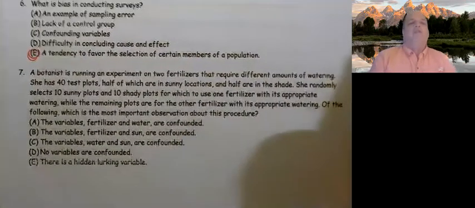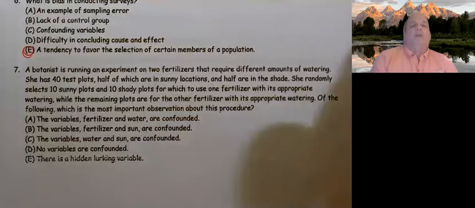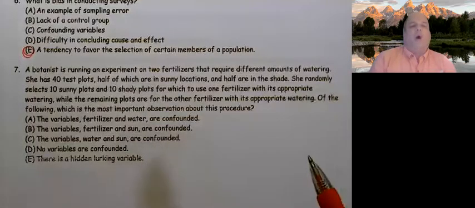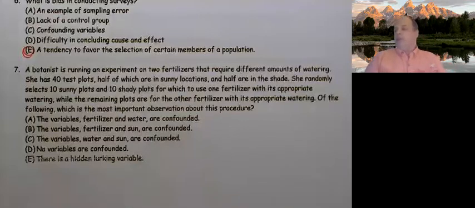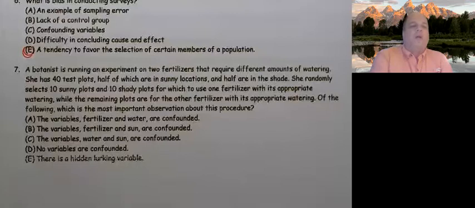Number 7. A botanist is running an experiment on 2 fertilizers that require different amounts of watering. She has 40 test plots, half of which are in a sunny location, half are in the shade. So basically, she's blocked on sun and shade. She randomly selects 10 sunny plots and 10 shady plots for which she used 1 fertilizer. This is appropriate watering, while the remaining plots are for the other fertilizer with its appropriate watering. So we have random assignments and blocks, that's good.